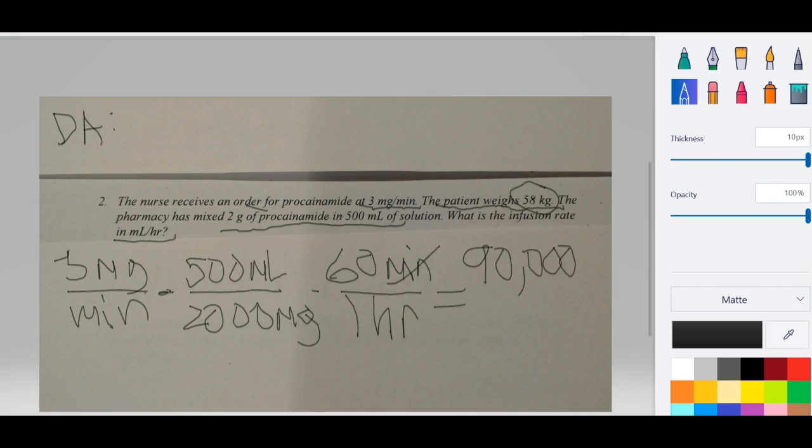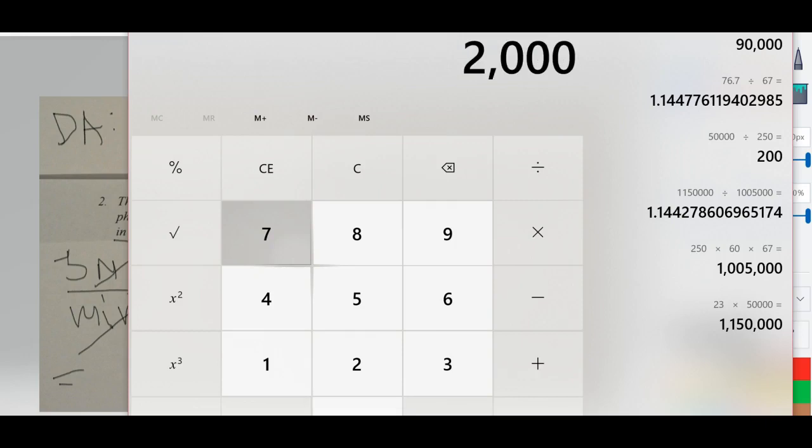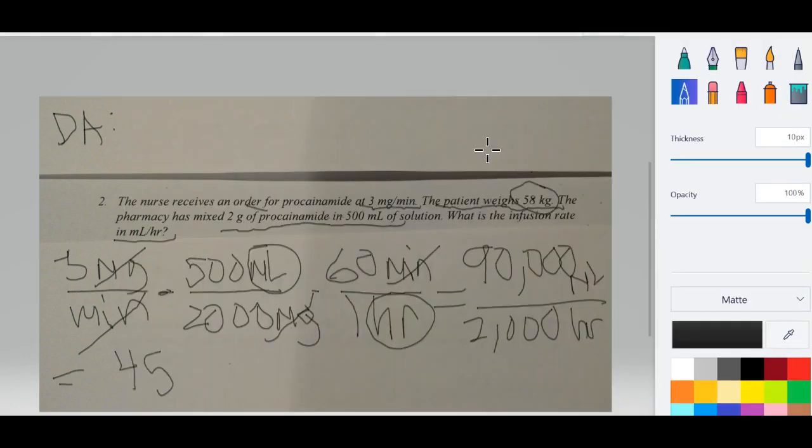And let's cross cancel these things. We should have done this first, but minutes and minutes, milligrams and milligrams. So at the end we have mLs per hour. Up top here we have mLs, and there's nothing to times 2,000 with except for 1, so we know that's going to be 2,000 hours. Which equates to 90,000 divided by 2,000 equals 45. So that would give us 45 mLs per hour. Okay?